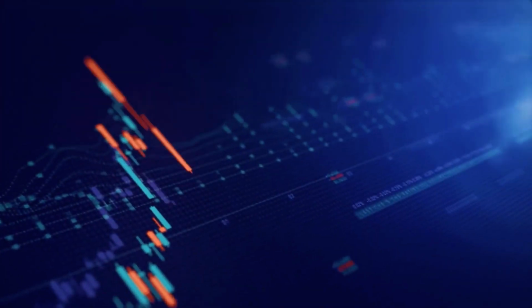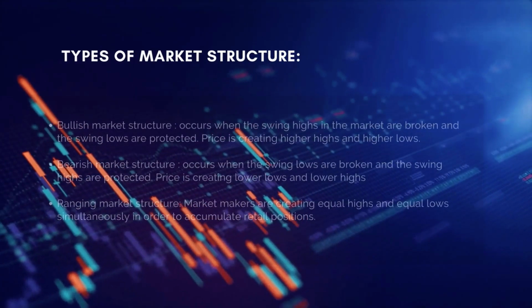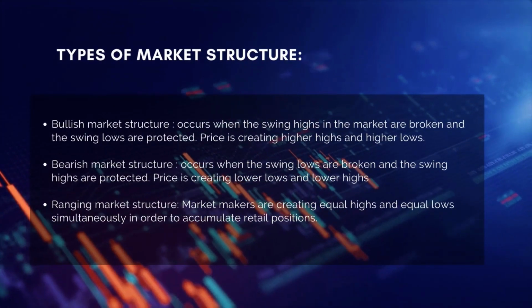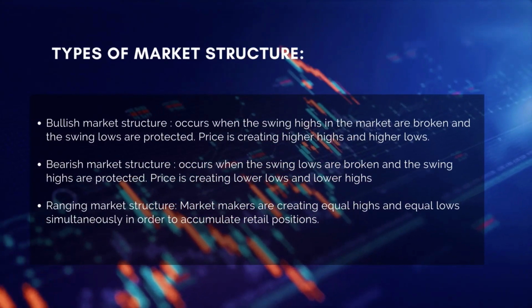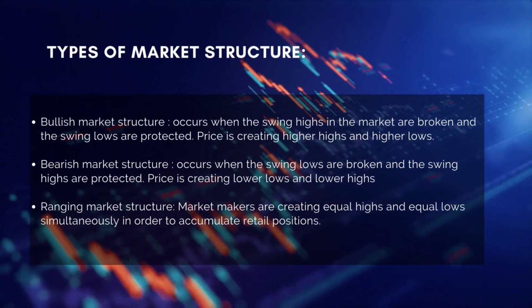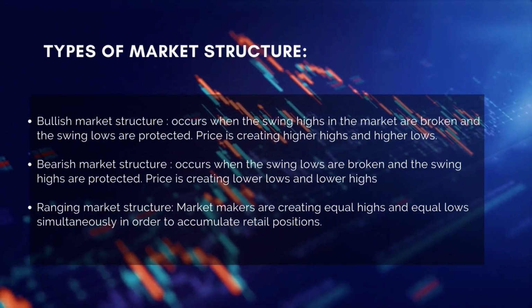Market structure can be broadly classified into three distinct categories. It can be either bullish, bearish, or in a range. Let's begin with the bullish structure. We speak of a bullish structure when the swing highs in the market are broken and the swing lows are protected. Price is creating higher highs and higher lows.